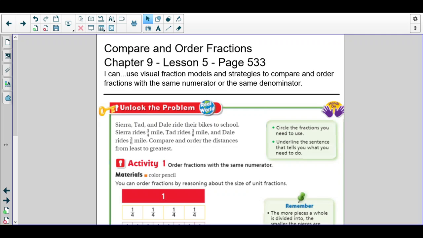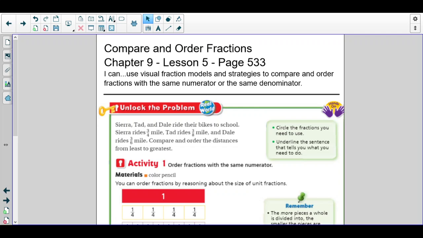Hey, let's continue with our lesson on fractions. And we are moving right along. Chapter 9, Lesson 5, page 533 in your Volume 2 GoMath books. And you'll see that that topic is to compare and order fractions.